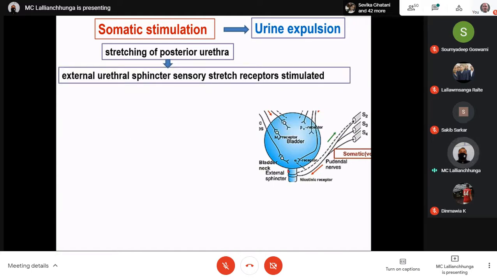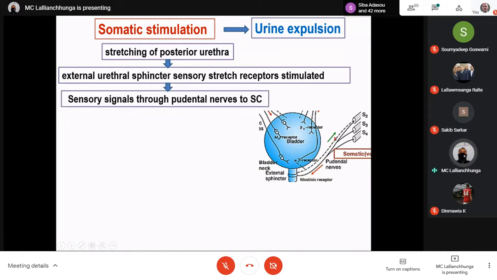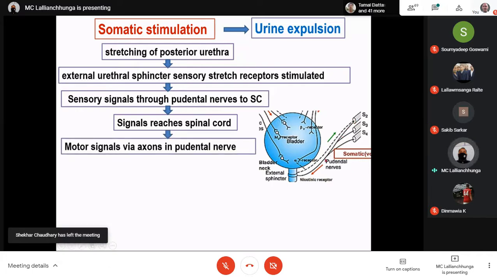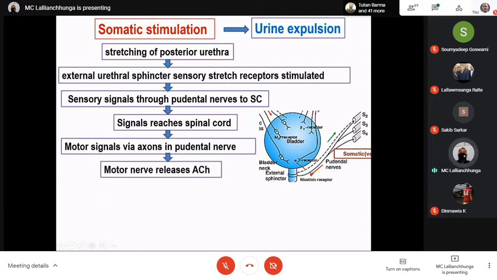Okay, then the external urethral sphincter sensory stretch receptors are stimulated. Here also, the sensory stretch receptors which are present here will be stimulated. Just like the previous one, they will send out a sensory signal to the spinal cord. Okay, and this is through the pudendal nerves. The signal reaches the spinal cord and is processed there, and again it will come back as a motor impulse through the pudendal nerve. Here you can see, and then the motor nerve reaches this. It will release what is known as acetylcholine.